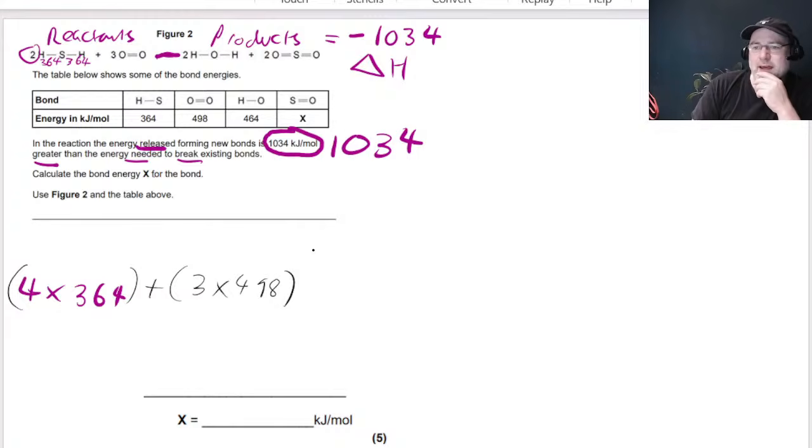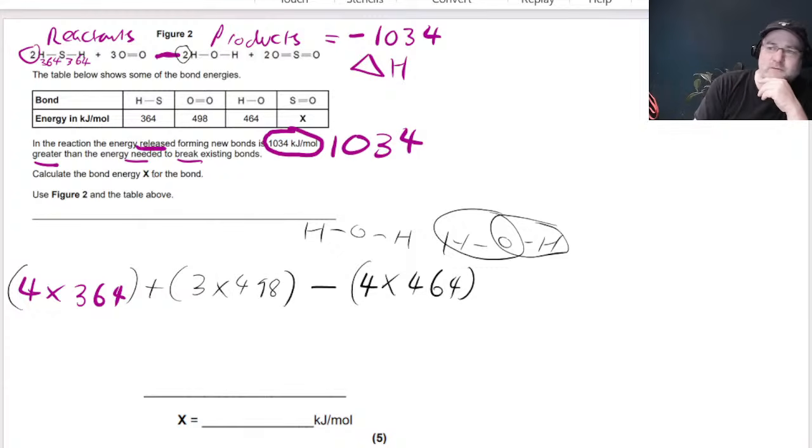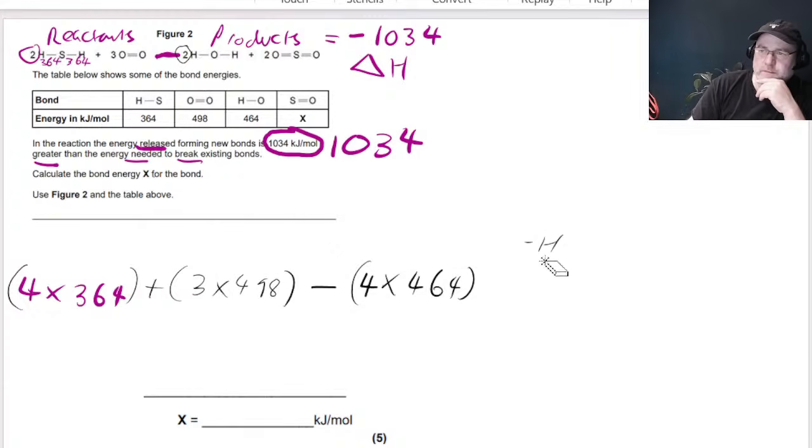And then we're going to write minus in our equation, and we're going to do 2 OH's, but look, there's a big fat 2 there. So I'm just going to do minus 4 times 464. And why am I doing that? Because it's HO, HO, and there's a big 2. The big 2 is a coefficient, which means I've got 1 of those and 1 of those. That counts as 1, that counts as 1, that counts as 1, that counts as 1. So it's 4 of those OH bonds.